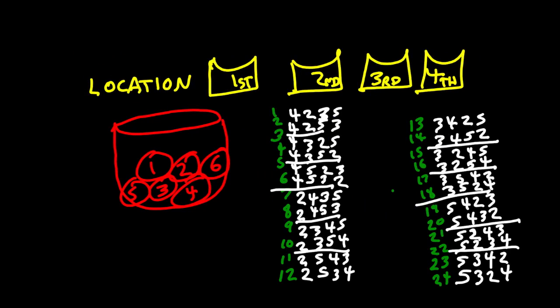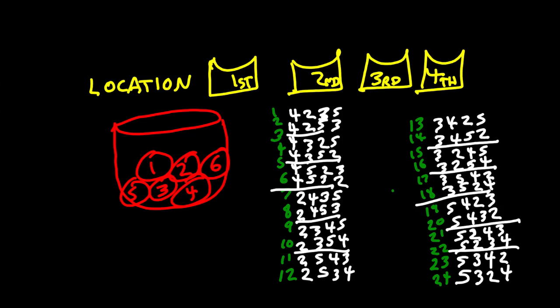Let's imagine a lottery starting with a bowl that has 6 different balls in it, each labeled. So they're labeled 1, 2, 3, 4, 5, and 6. And we're going to draw 4 balls, one at a time, to identify the winning number for the lottery. There are 2 ways you can think about the rules to this lottery. Either the order of the numbers matters or it does not.